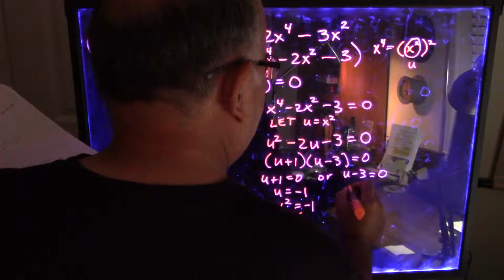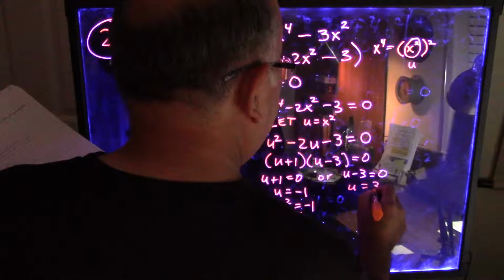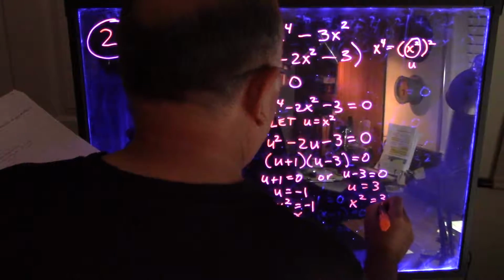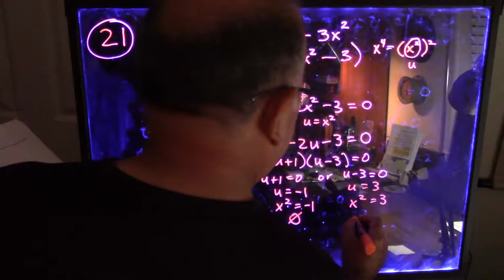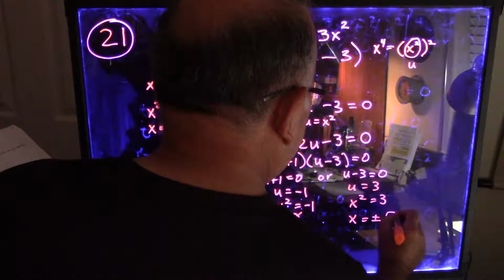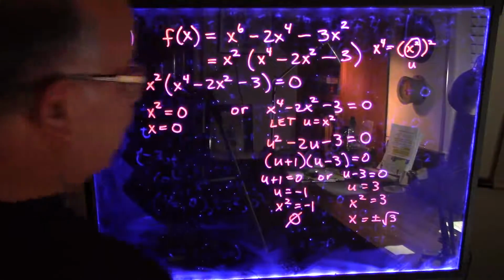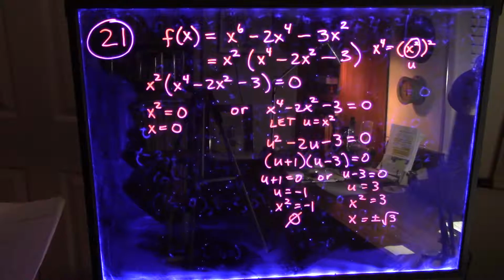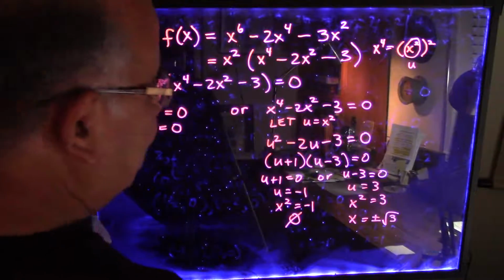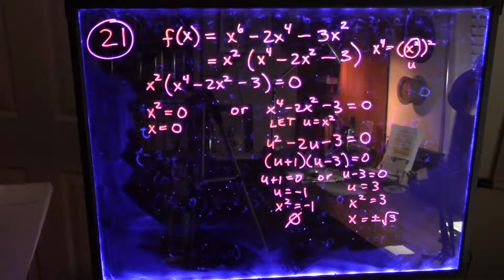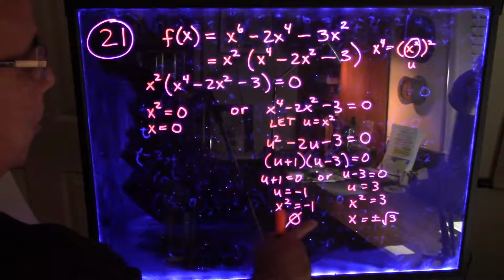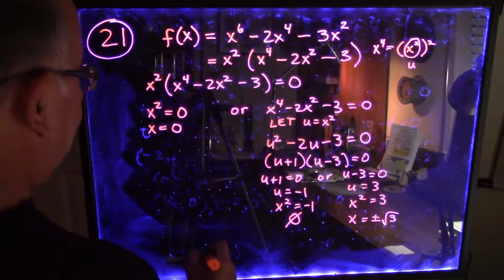And then on this one, u equals 3. So now u equals x squared, so x squared equals 3. And then you take the square root of both sides, and you get plus or minus square root of 3 for x. So again, when you take the square root of both sides on an equation like this, don't forget there's a negative square root as well as a positive square root. Alright, so we've got three solutions: 0, square root of 3, and negative square root of 3.